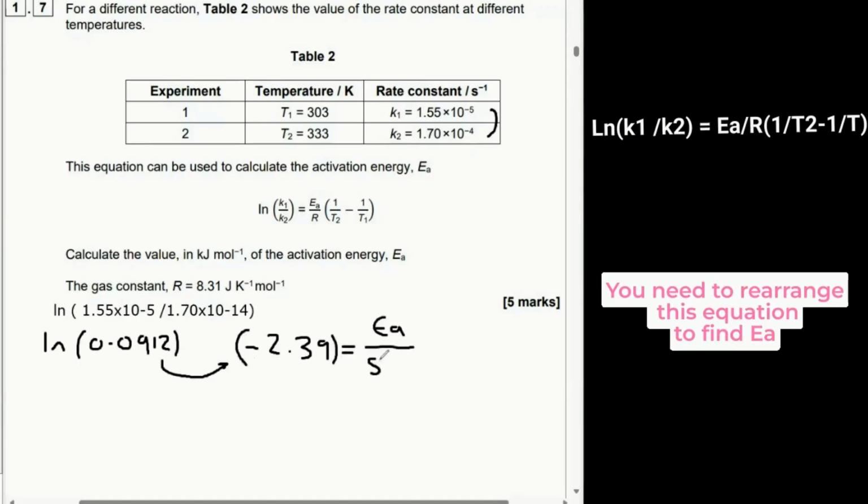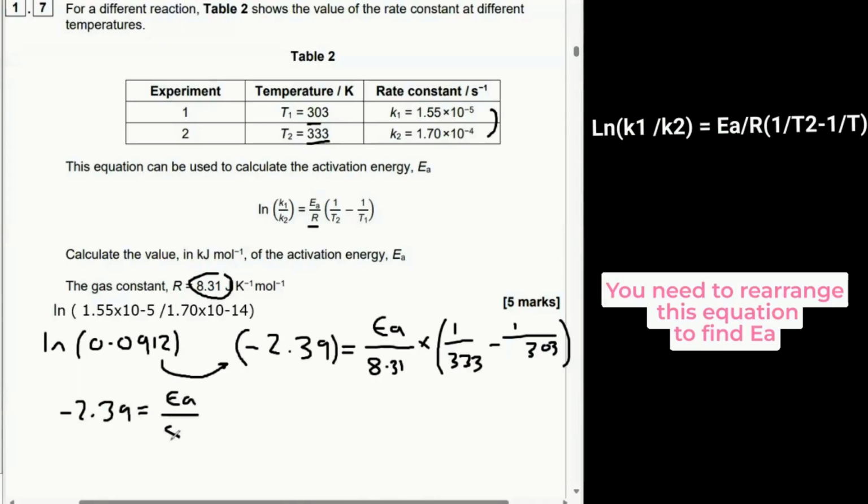So now I can simplify the equation and write that equals EA over 8.31, which is what R is, multiplied by 1 over T2 minus 1 over T1. So let's simplify it by going 1 over 333 minus 1 over 303. And if we pop that into the calculator, we can turn that into one number that's easier to deal with. So let's do 1 over 333 minus 1 over 303. So we're going to get minus 2.39 equals EA over R, which is 8.31, multiplied by minus 2.97 times 10 to the minus 4.